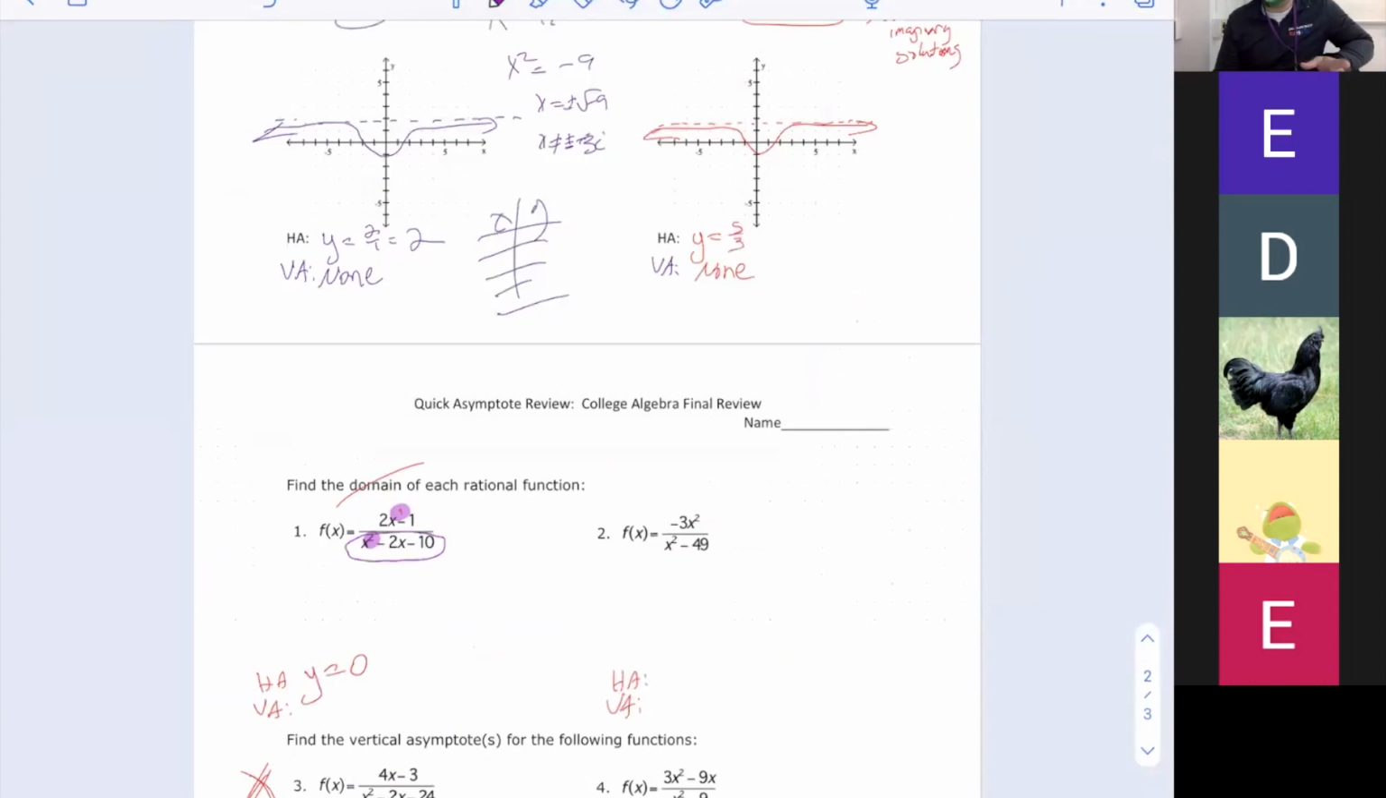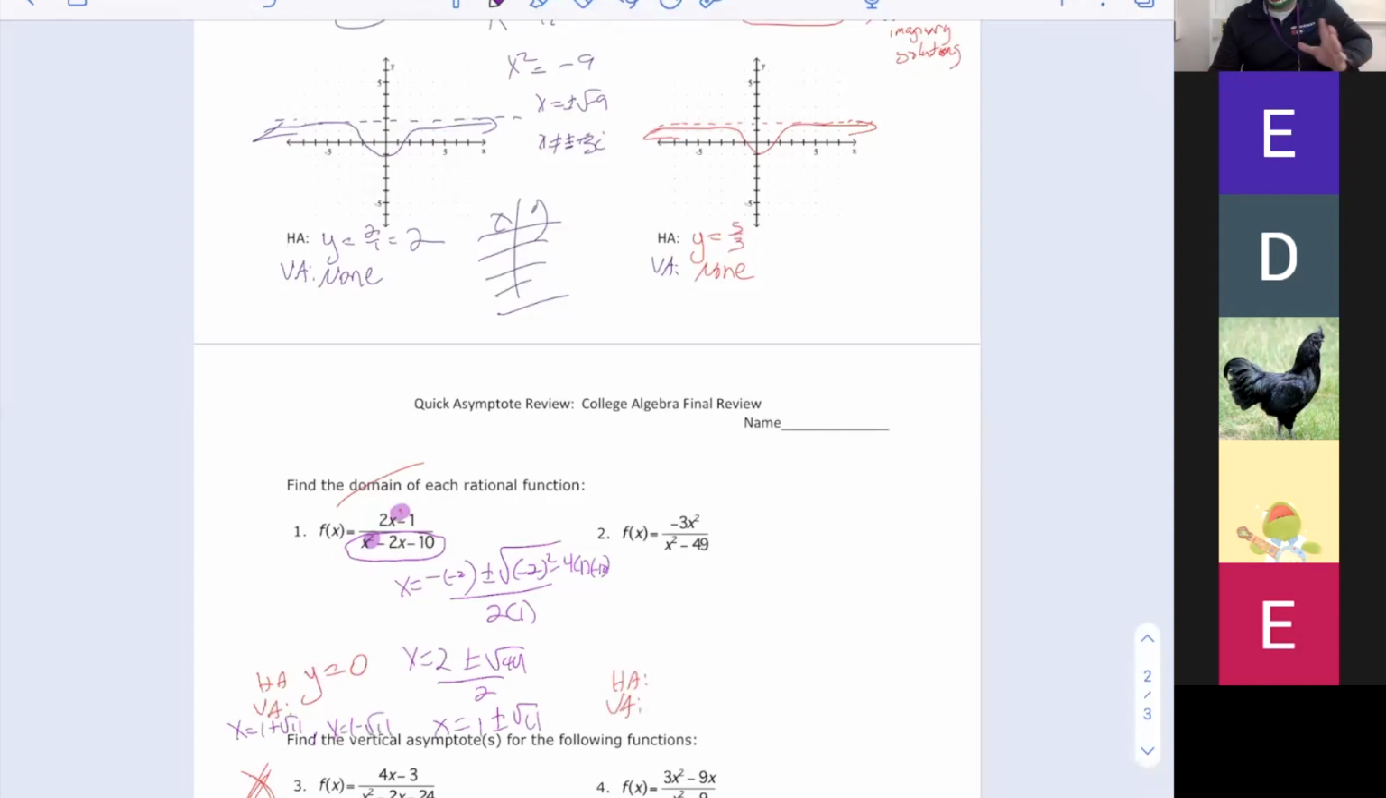Well, x squared minus 2x minus 10 is not factorable. So I have to use the quadratic formula. So minus -2 plus or minus the square root of (-2) squared minus 4ac, all over 2a. x is equal to 2 plus or minus the square root of 44 all over 2. x is equal to 1 plus or minus root 11. So my two vertical asymptotes are x equals 1 plus root 11, x equals 1 minus root 11.